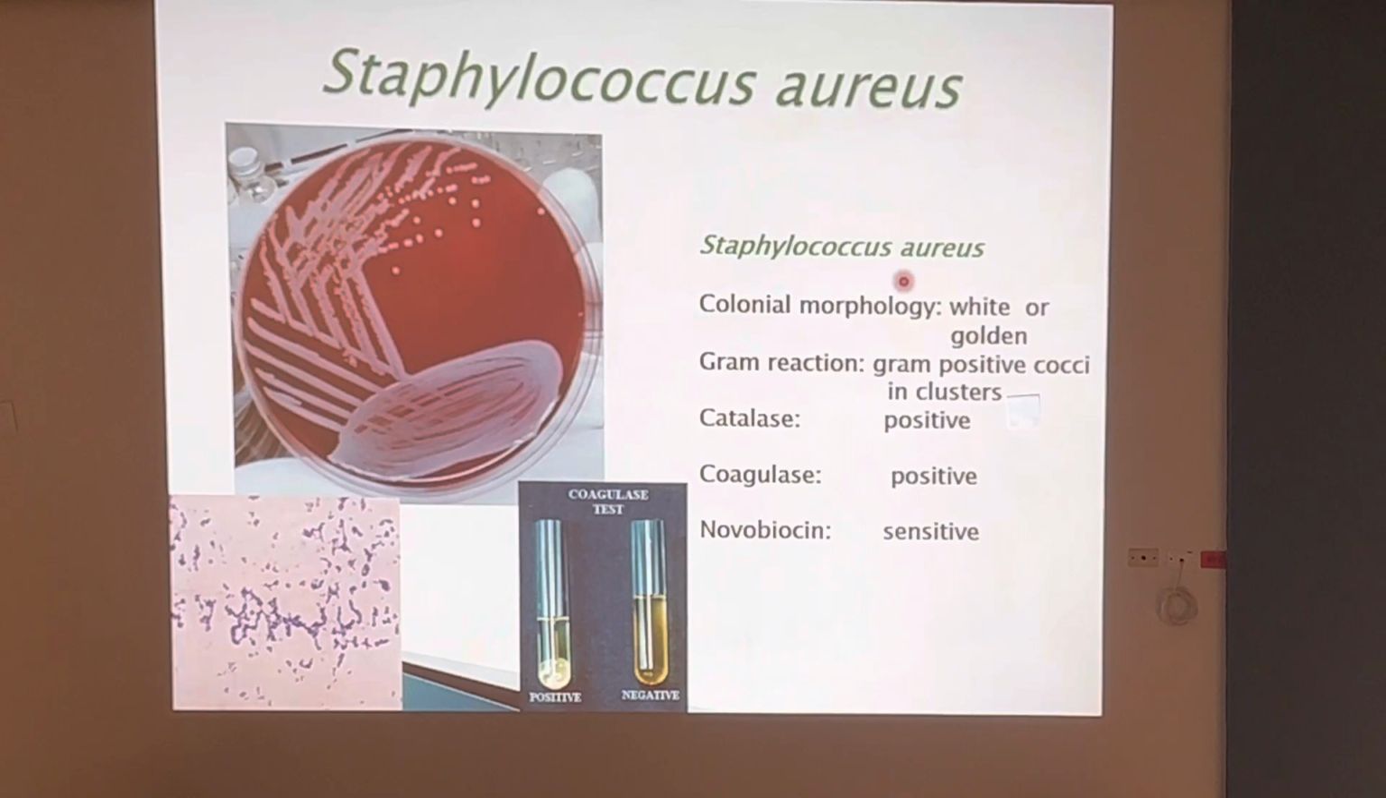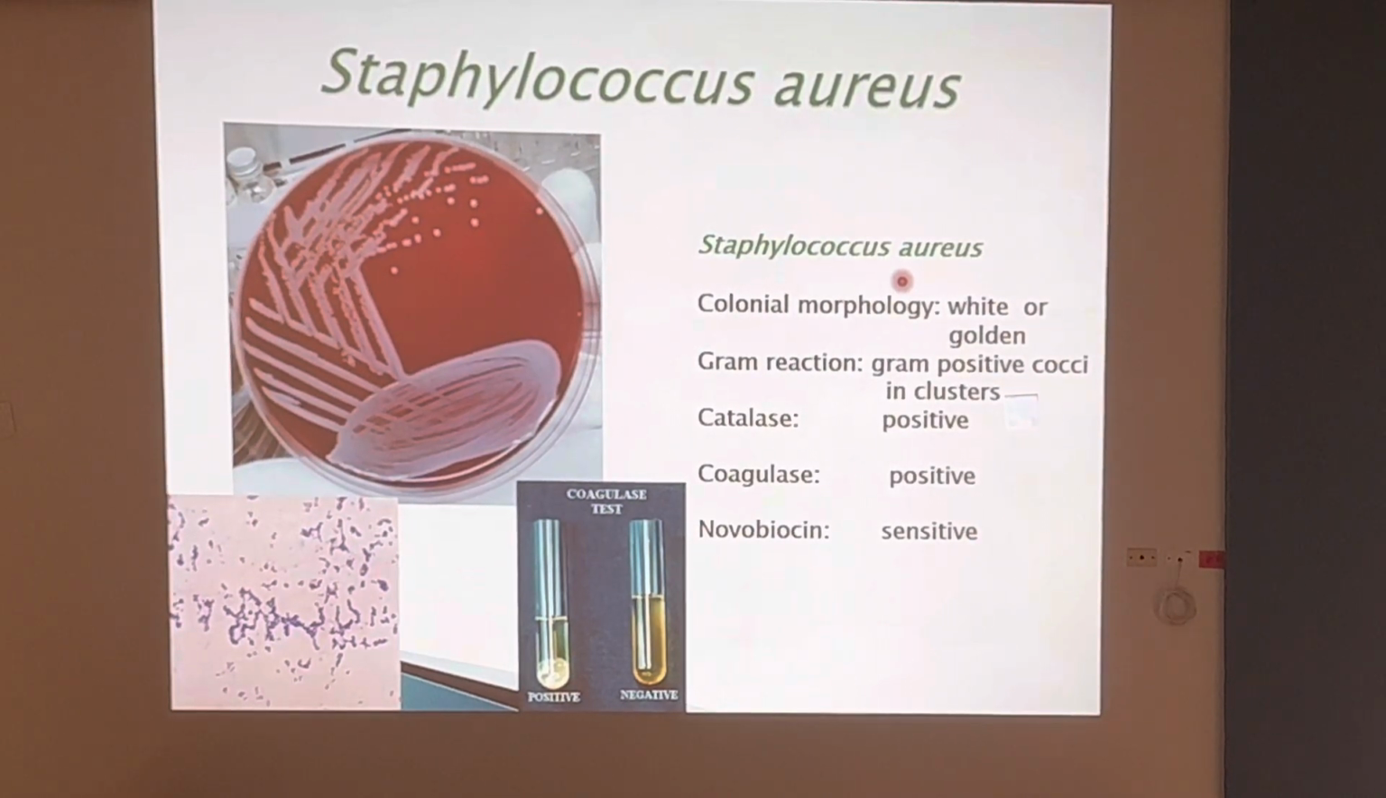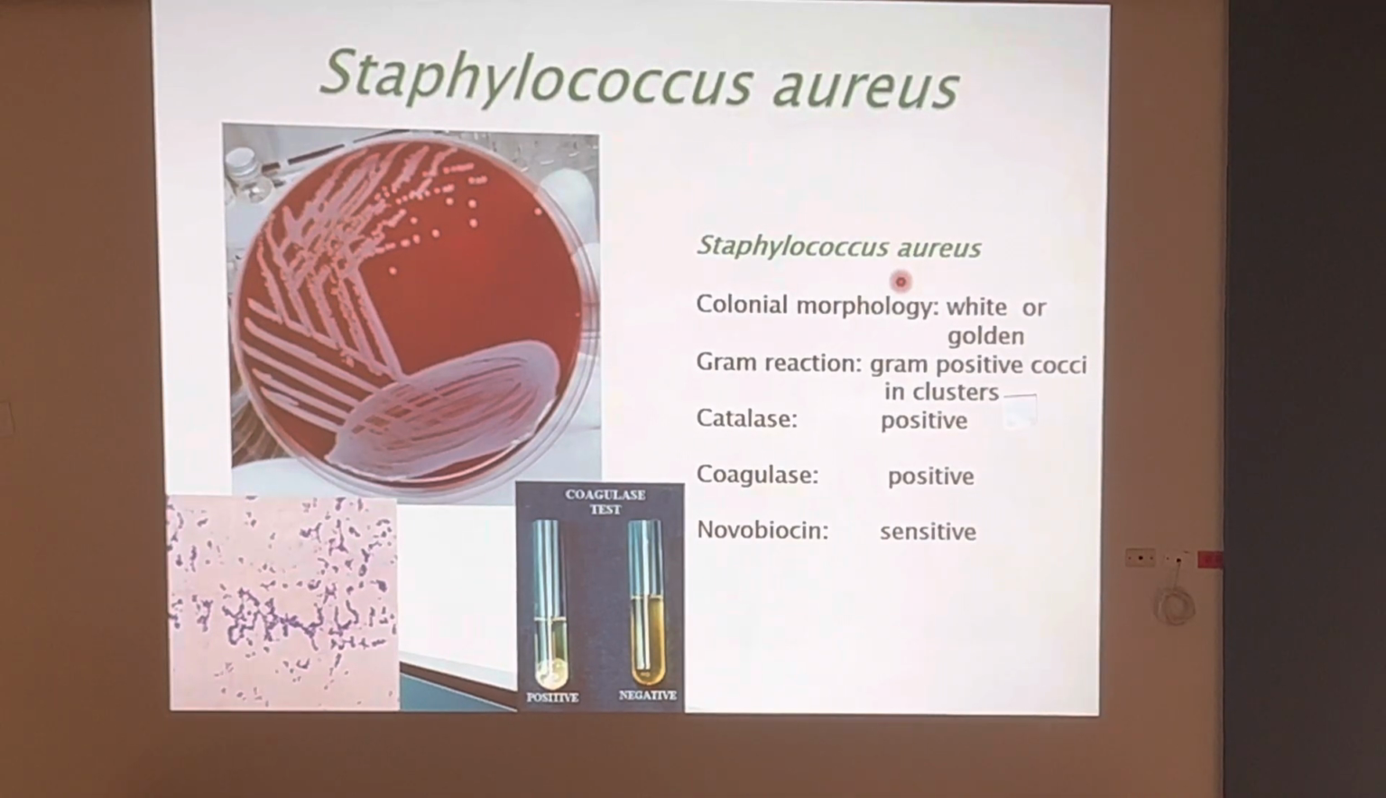Remember, staphylococcus is catalase positive. All staphylococci are catalase positive. You have 3 clinically significant species of staphylococci, but there are lots of staphylococcus species. The 3 clinically significant ones are aureus, epidermidis, and saprophyticus. So we've just described how to identify Staphylococcus aureus.